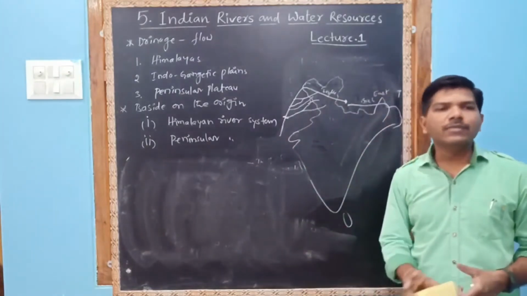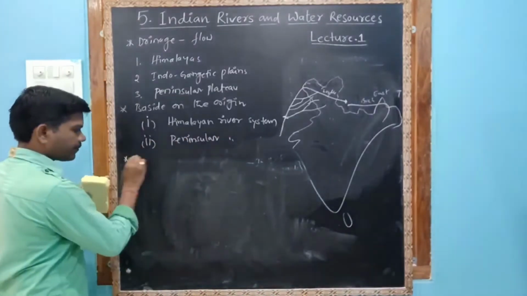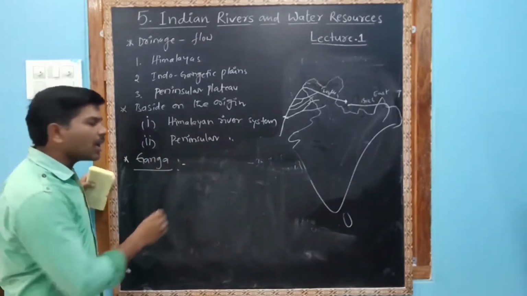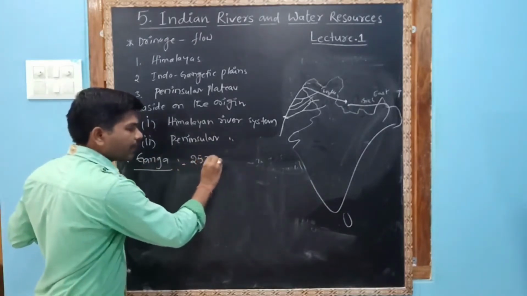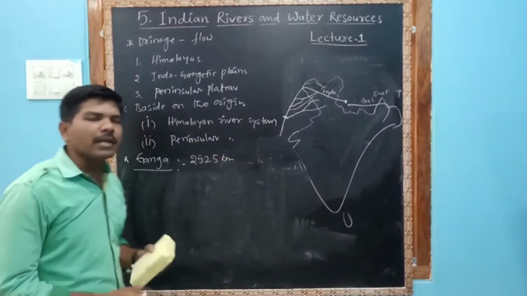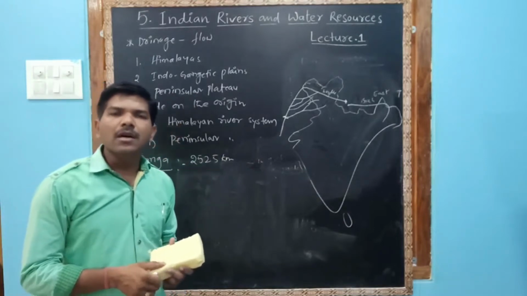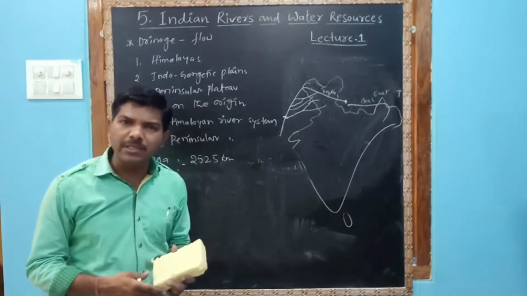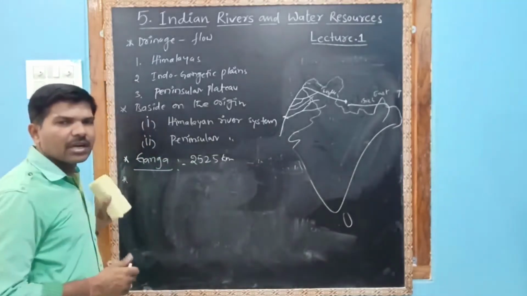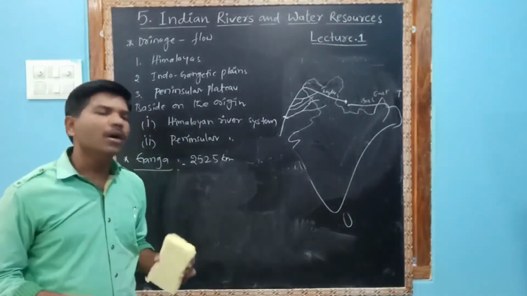After Indus, let us see Ganga. Second one is Ganga. The length of the Ganga river is 2,525 kilometers. You might have known that it is one of the most polluted rivers in India due to the discharging of effluents from industries. Okay, Ganga river. Ganga has twin sources. Ganga has two main sources. Ganga means it has confluence of the two sources.